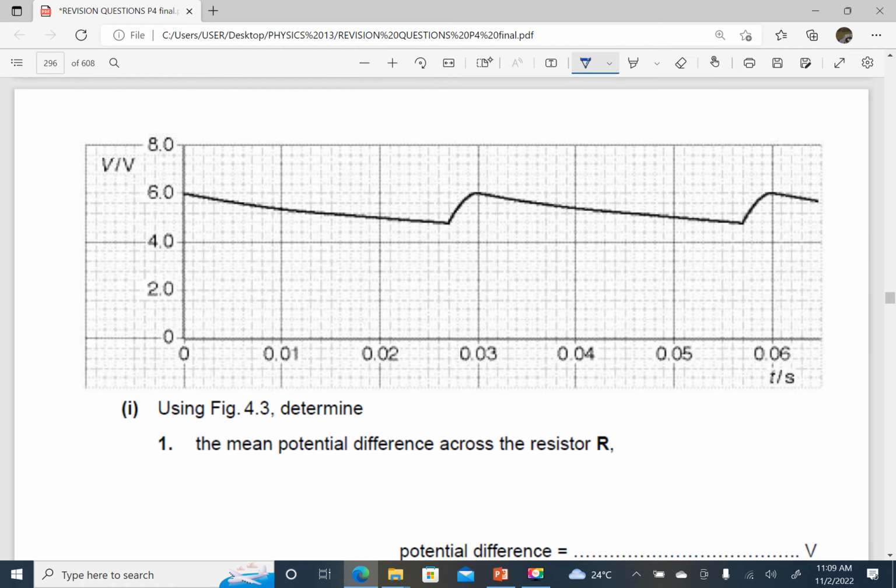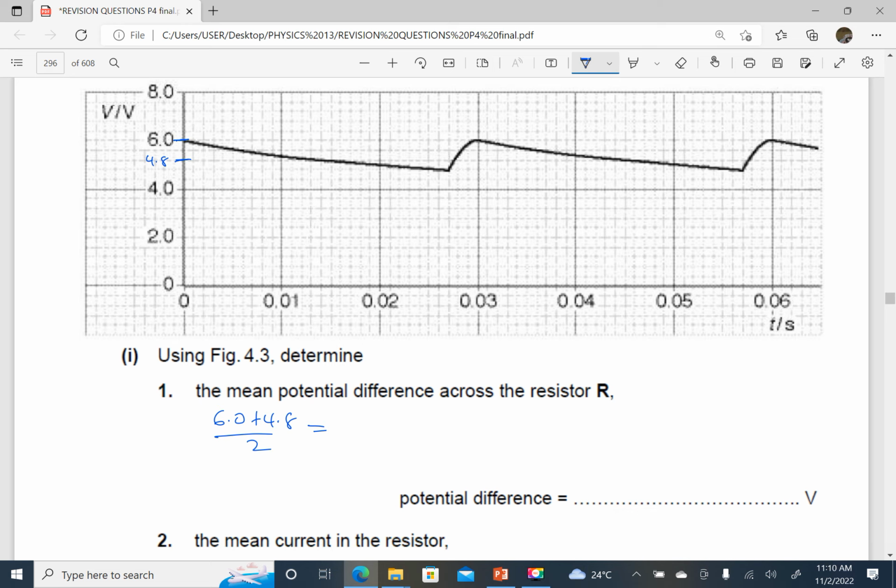So the maximum is 6.0 from the graph, and the minimum is, I think, 4.8. So the average is going to be (6.0 + 4.8) divided by 2, and I think this gives us 5.4. So that is 5.4 volts.